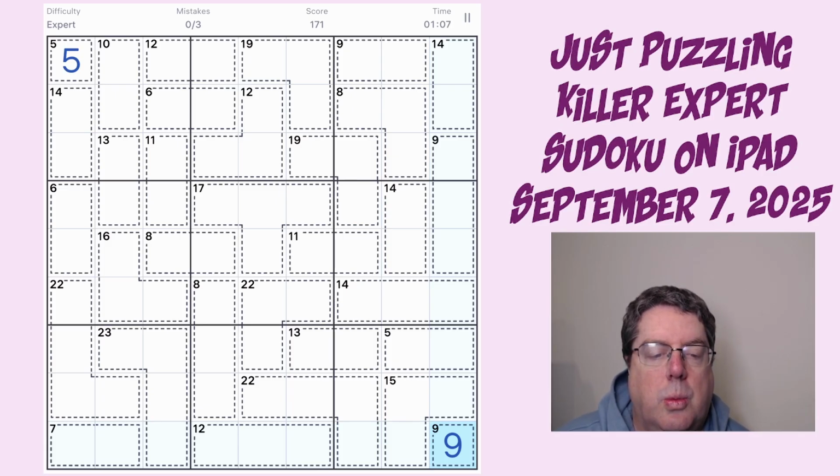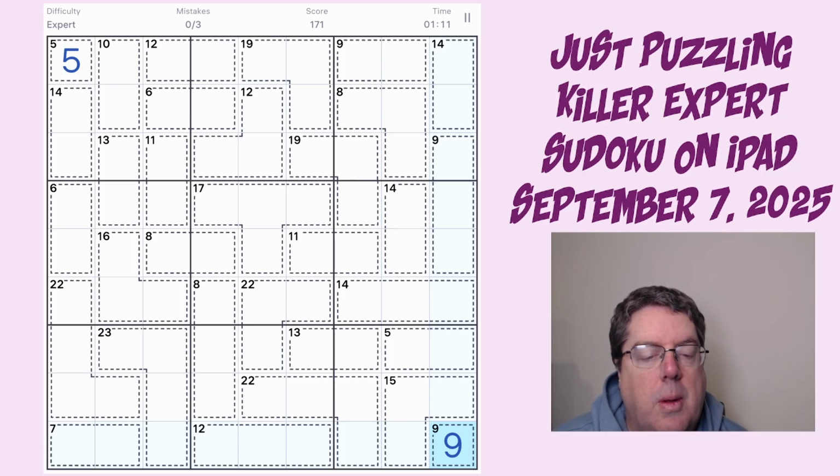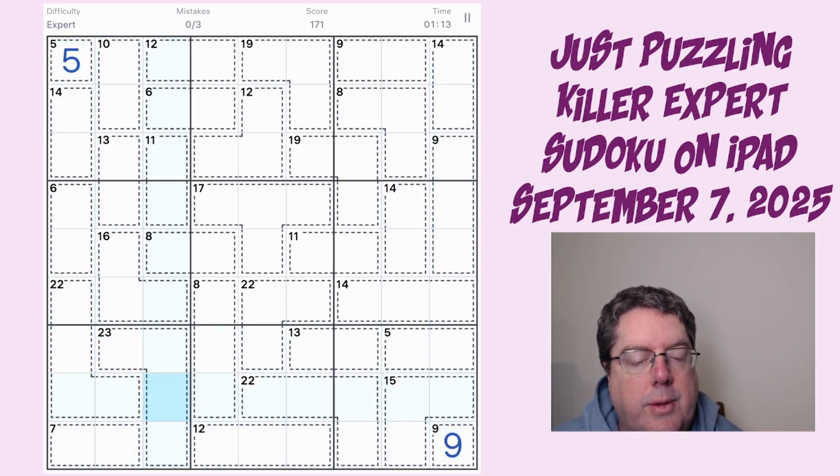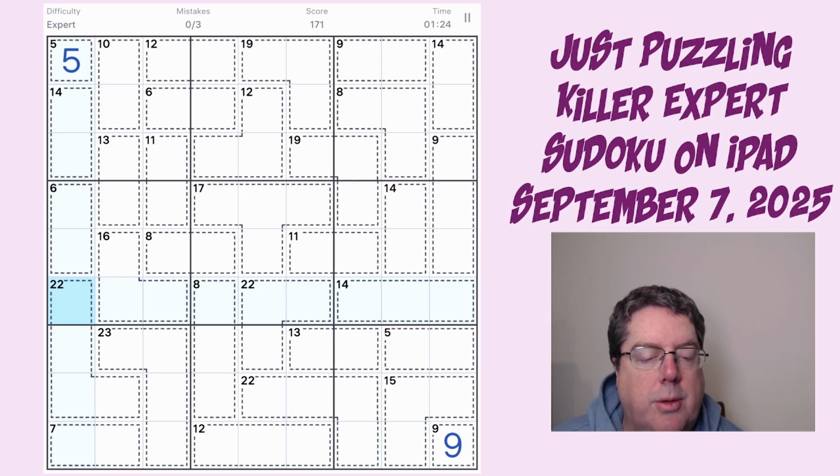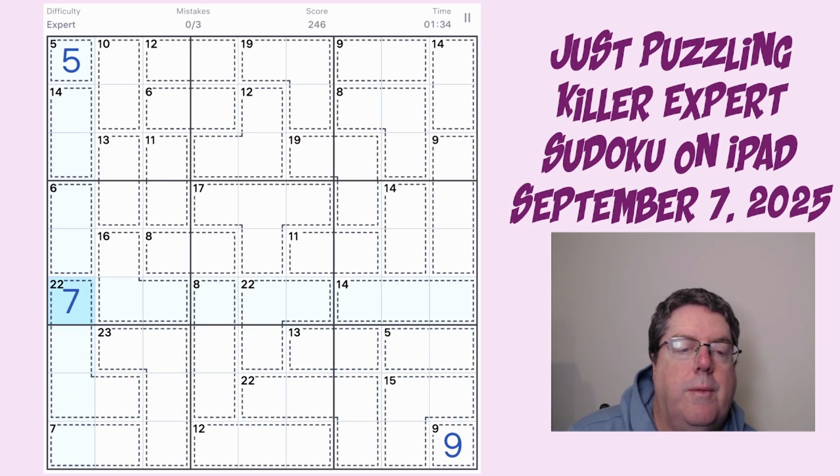Okay, so what else can we see at the present time? The reason that it's important for this to add up to 45 is because see how there's a leakage of a cage across a box here? So that means that I can figure out what that is. So 7 plus 23 is 30. 30 from 45 is 15. 15 from 22 is 7.